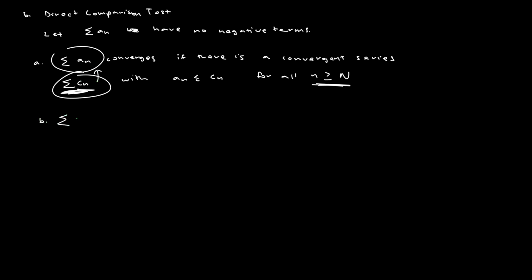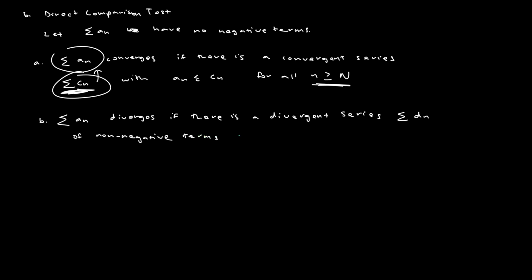And analogously, our series determined by a of n diverges if there is a divergent series d of n of non-negative terms, with a of n always being greater than or equal to d of n for all n greater than or equal to N. So again, after some finite value of n, if the series of a of n is like an upper bound on the series of d of n, and we know that smaller series is divergent, then that bigger series that takes on larger values must necessarily be divergent. And so that was the direct comparison test.